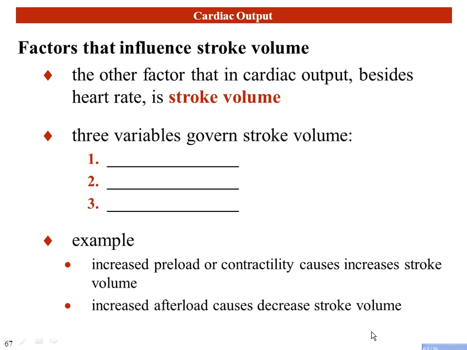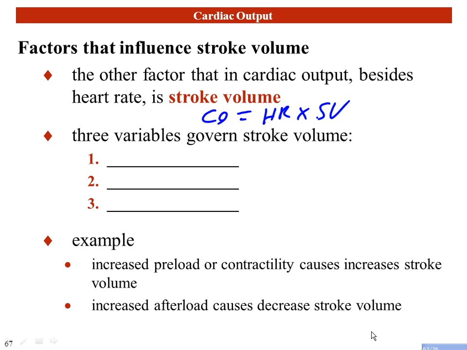Now, what influences stroke volume? So go back to cardiac output once again. Cardiac output equals heart rate times stroke volume. So anything that increases either heart rate or stroke volume increases cardiac output. Anything that decreases them decreases cardiac output.